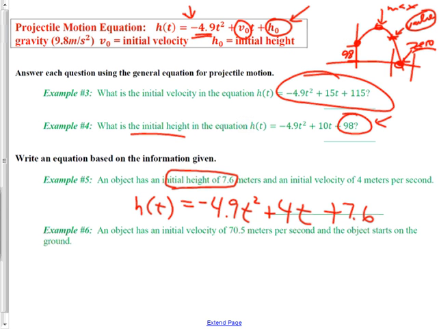All right, so all I have to do is stick these numbers into an equation. It's easy peasy. There's your height, your initial height. There is your velocity. And this is a gravitational constant.